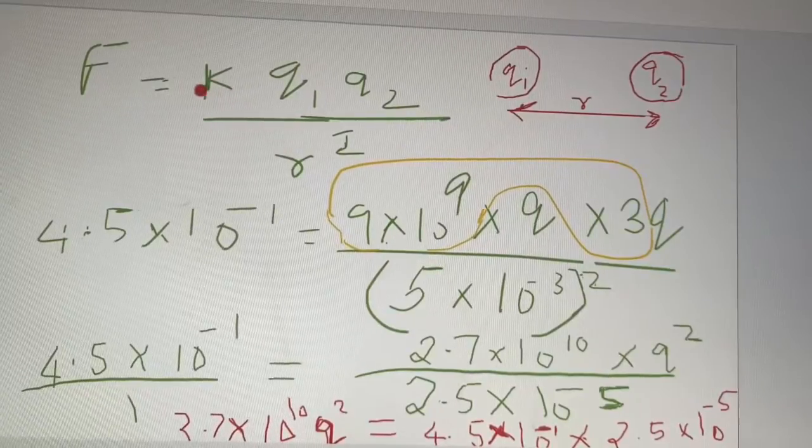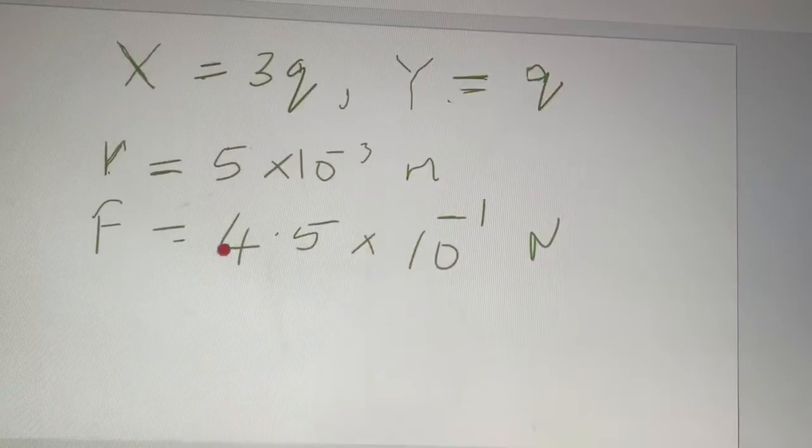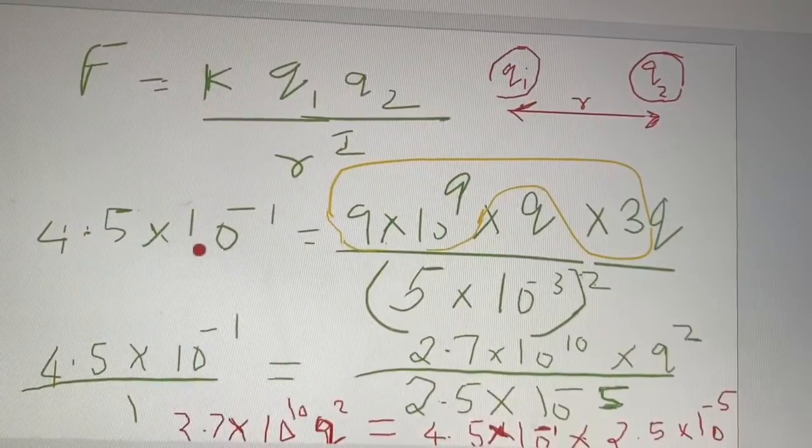Here K is a constant and its value is always 9 times 10 to the power 9. Now in place of Q1 we are using charge y, which is Q, and in place of Q2 we are using the charge x, which is 3Q, divided by the distance, which is 5 times 10 to the power minus 3, and because it is squared, we have done the square of the whole thing. Now this is all equated to the force, and the force value given here is 4.5 times 10 to the power minus 1, so that value will come here.